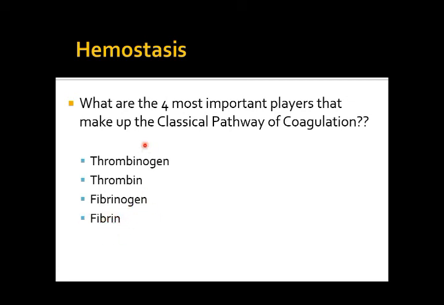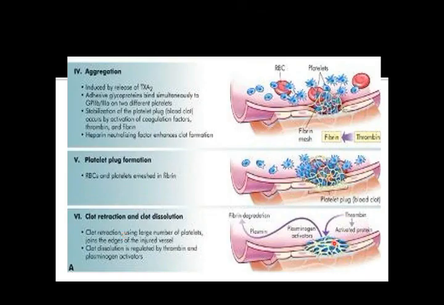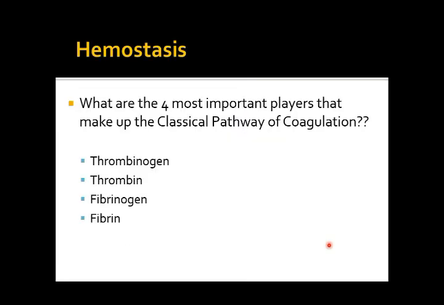So the clotting cascade is a sequence of events that will activate thrombinogen into thrombin, which will then convert fibrinogen into fibrin. And fibrin is what those strands are made up of in the previous slides for the blood clot formation. So these strands are made up of fibrin. So fibrin's the end point, or the end product, of the clotting cascade.